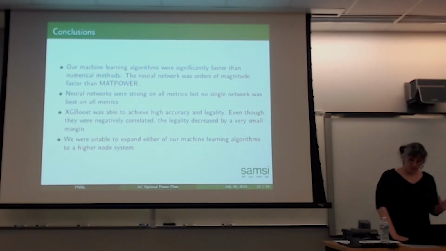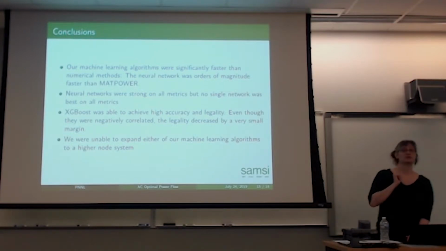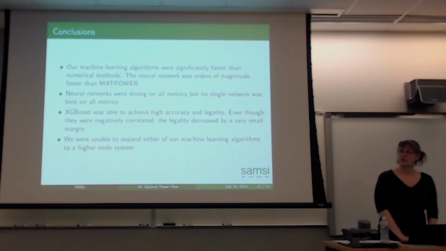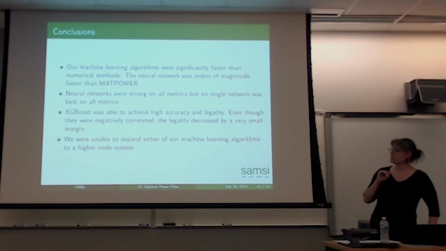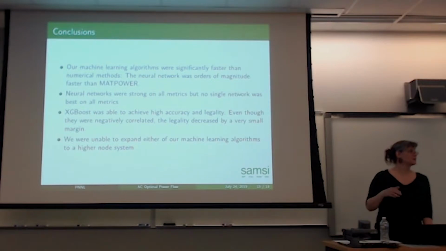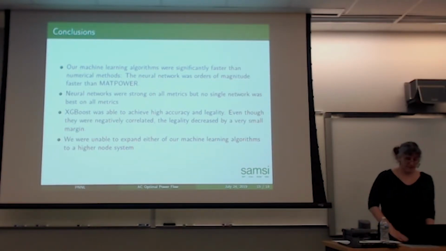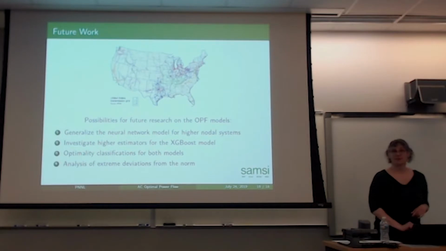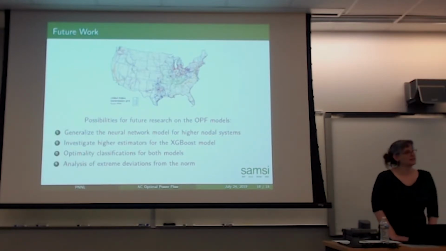The XGBoost system was able to achieve high accuracy and legality. The XGBoost legality was actually higher for the most part than most of the configurations of the neural network, even though we were losing legality as we went up in trees. So ultimately, the legality rate for the XGBoost system was higher than the rest of them. And unfortunately, we were not able to expand either one of them for a higher level system. But that would be something that we would like to do in the future.